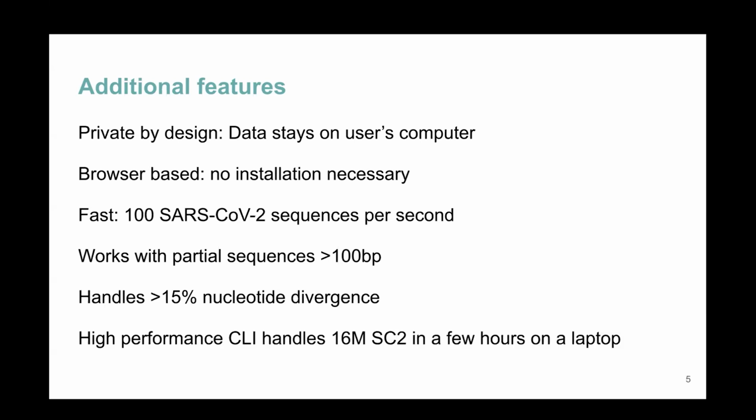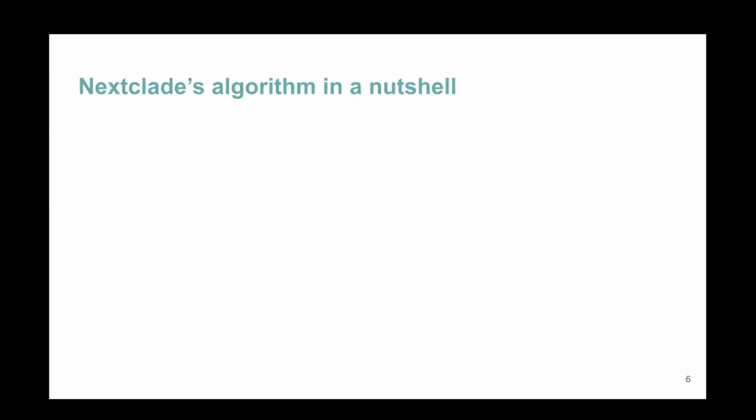And yeah, we have a high performance CLI version, so you can run it on all of your SARS-CoV-2 sequences, 60 million sequences in a couple of hours on a laptop, which is something that's been also an issue for some databases to run it quickly.